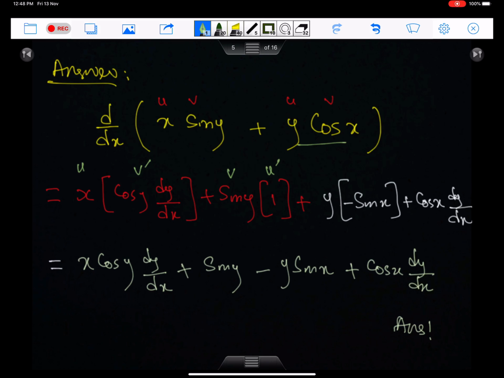This is also uv. So according to uv rule, copy u and differentiate cos x. The differential of cos x is negative sine x. And then copy v and differentiate u. The differential of y with respect to x is dy upon dx. Now we just need to simplify this, and this is the answer.